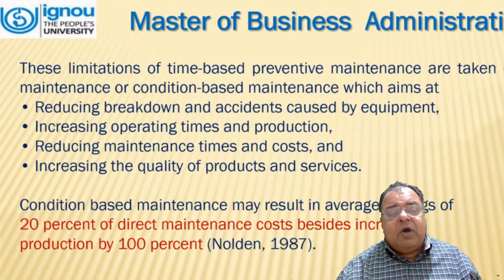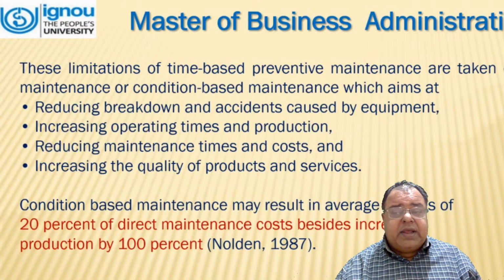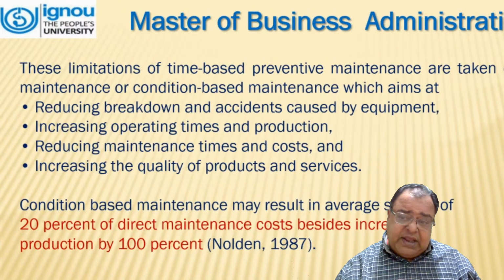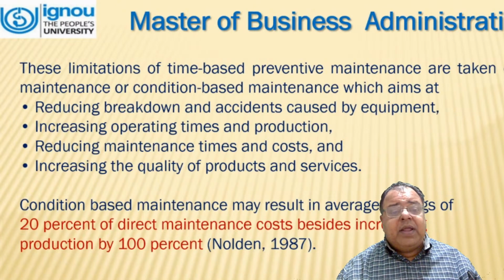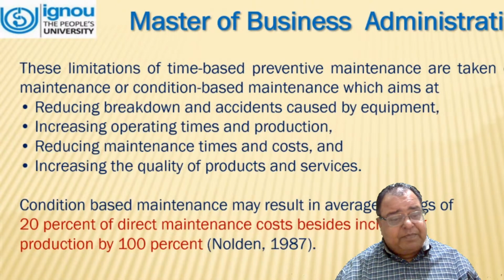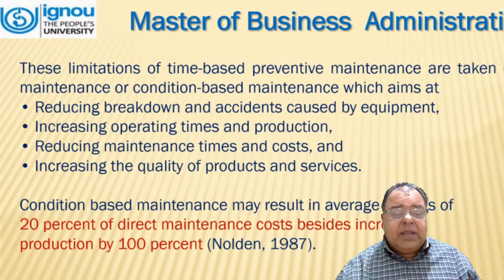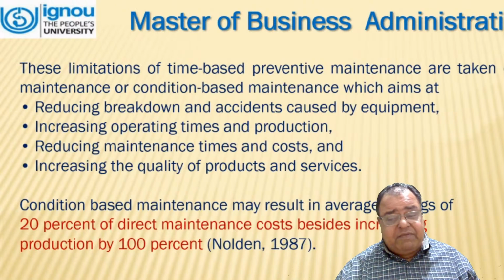These limitations of time based preventive maintenance are taken care of by predictive maintenance or condition based maintenance, which aims at reducing breakdown and accidents caused by equipment, increasing operating time and production, reducing maintenance times and costs, and increasing the quality of products and services. Condition based maintenance may result in average saving of 20% of direct maintenance cost, besides increasing production by 100%, and that was proposed by Dalton in 1987.